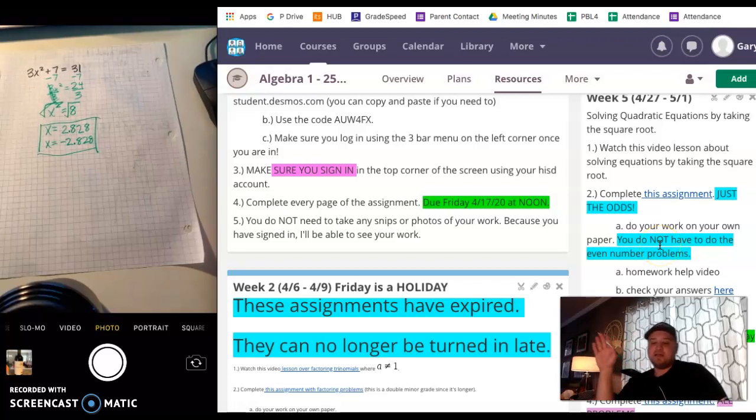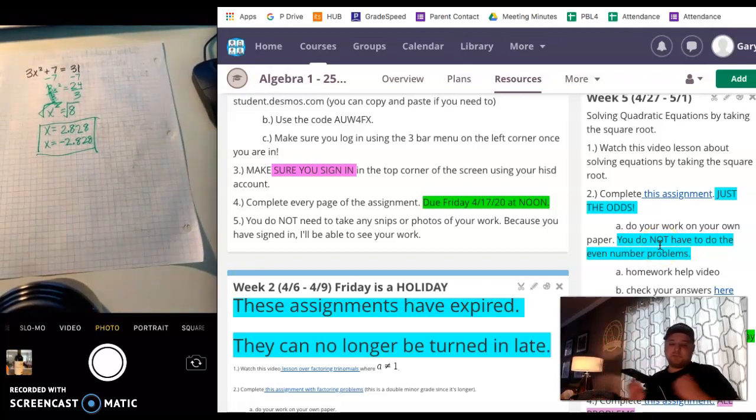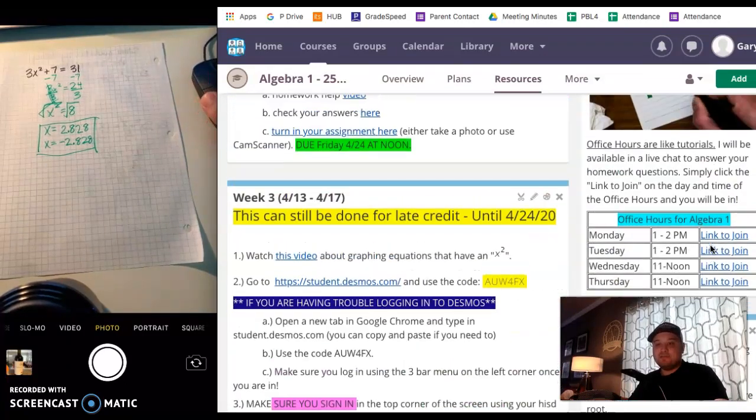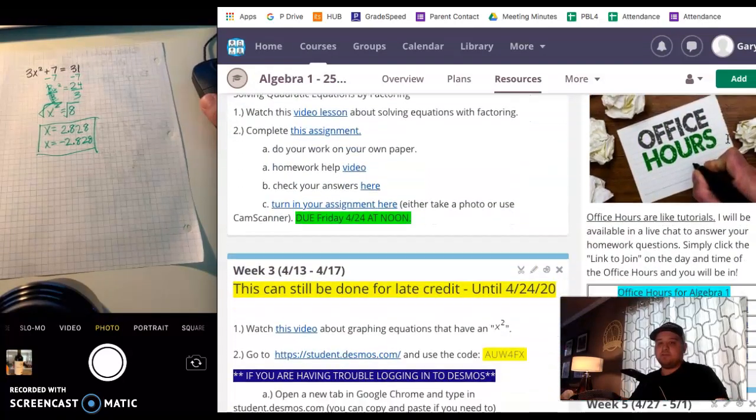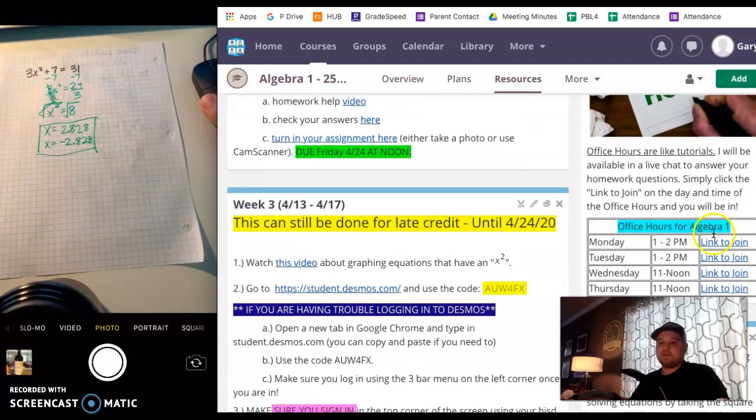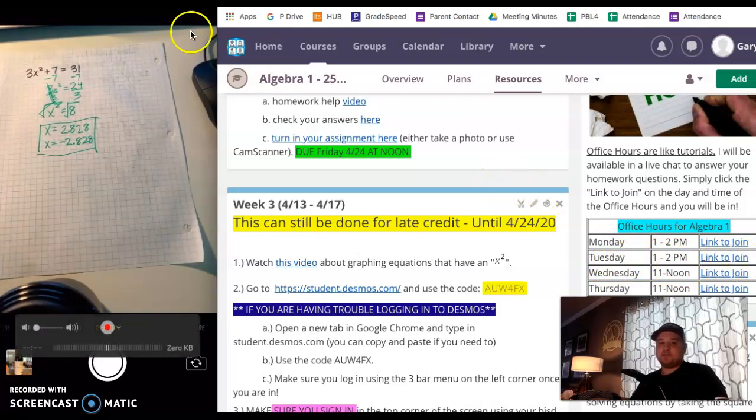The even number problems, I left them there because some students might decide they want some extra practice. I will probably do a bunch of those during office hours. This is a good reminder: haven't had a ton of people joining office hours. I do have office hours. They're linked right here at the top of the hub page on the right, and you can see when the office hours are. It's very simple. Let's say today is Tuesday and you want to come into office hours at 1 o'clock, you just click this link and you'll go right in. Hope to see you guys during office hours.